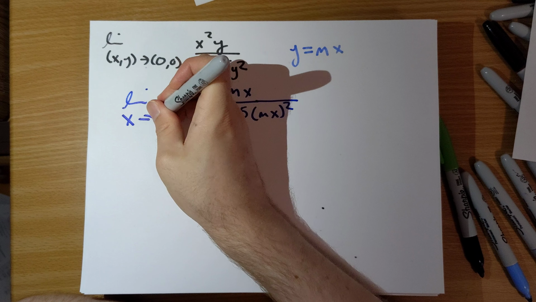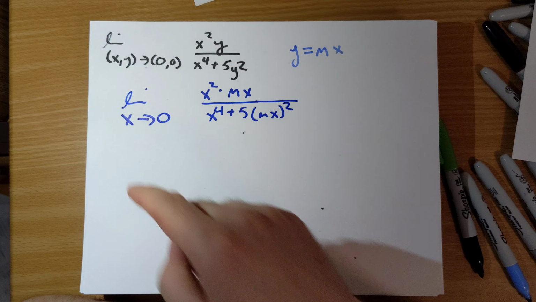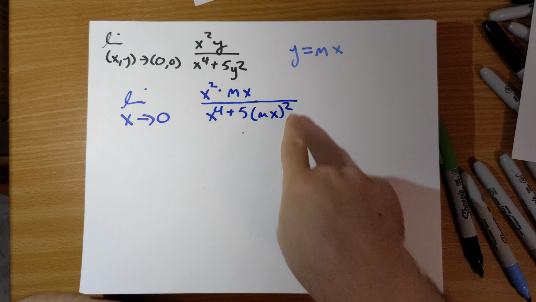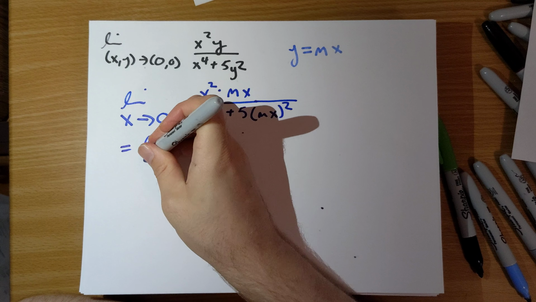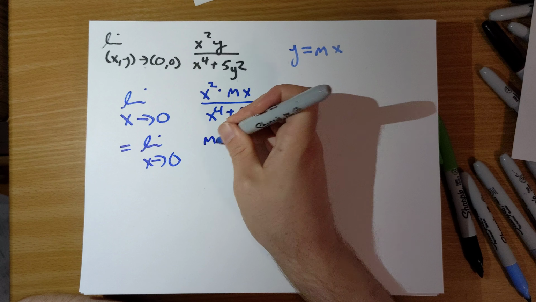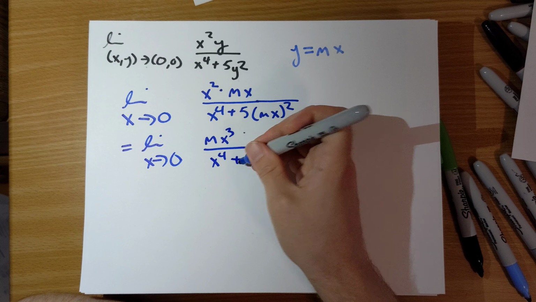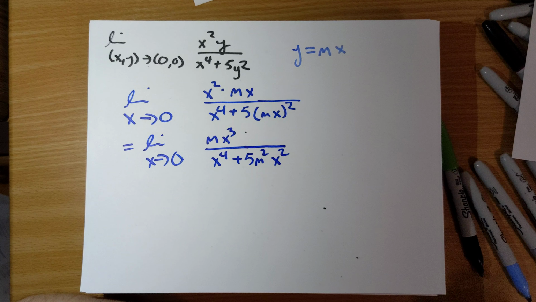Limit as x goes to 0. I don't have to write (x, y) goes to (0, 0), so I can just write this as limit as x goes to 0 because there's only x here. Okay, let's try to simplify this. Factor out an x if possible, or powers of x if possible. This is m times x cubed over x to the fourth plus 5m squared x squared.